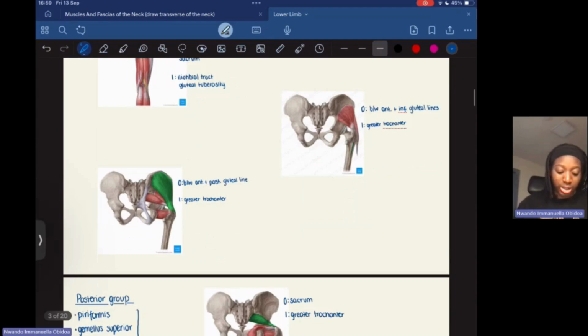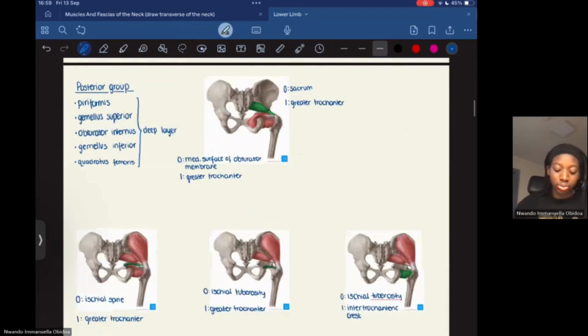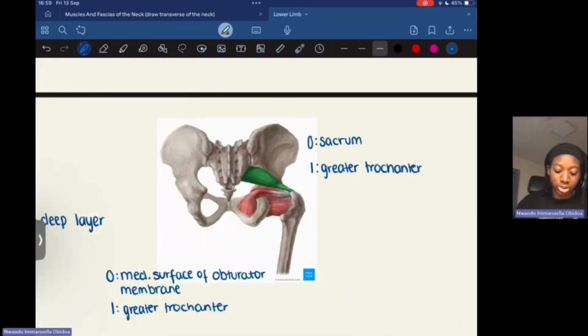Then you have your deeper layer of the hip muscles, the piriformis muscle, which is the one in green, from the sacrum to the greater trochanter. And then this is your obturator internus, this one here. It starts from the medial surface of the obturator membrane to the greater trochanter. Then you have your gemellus superior, this one in green, from the ischial spine to the greater trochanter.